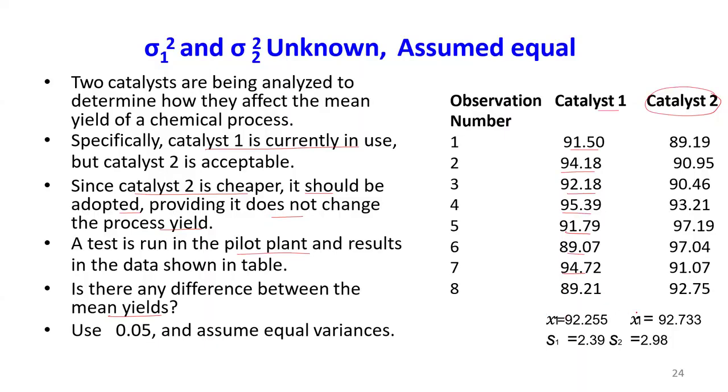So now here, the mean of the first sample is 92. The mean of the other sample is 92.733. And these are the standard deviations from each of the samples. So you have X1 bar, X2 bar, S1 and S2.